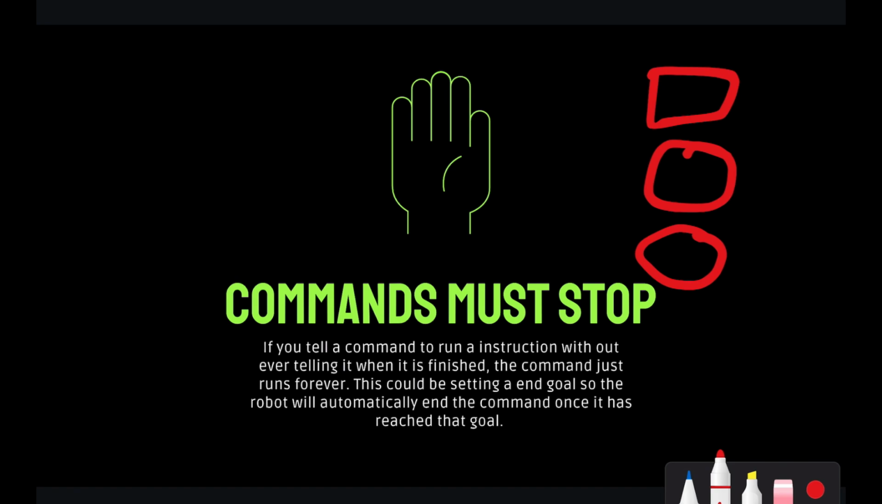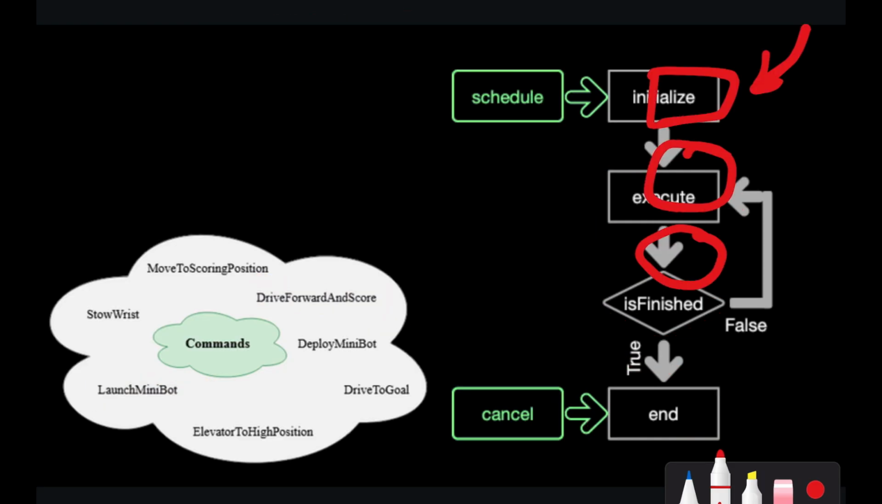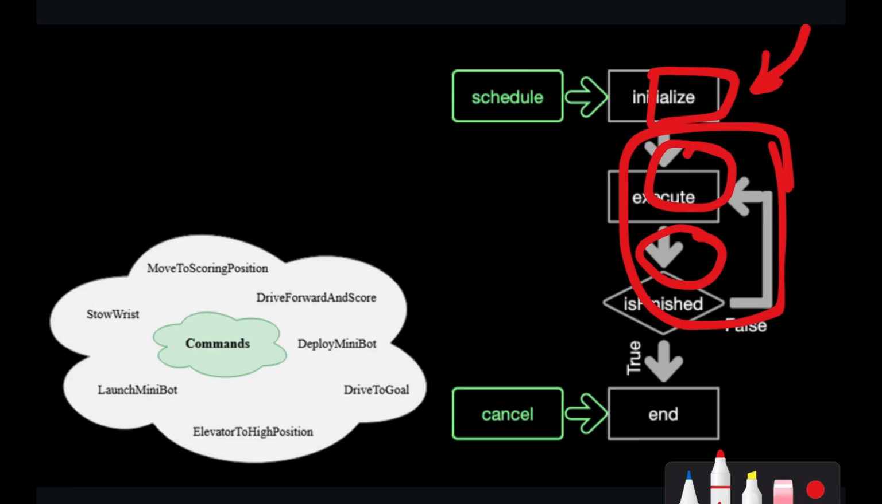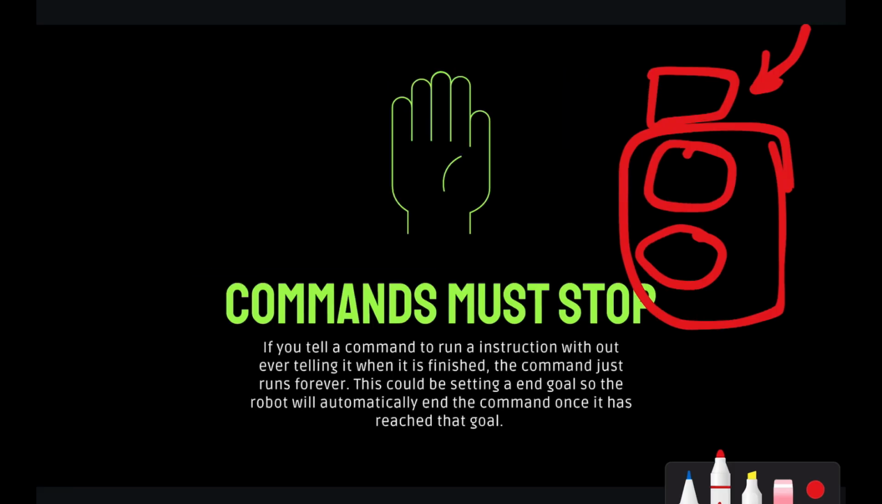Okay, we have this queue of commands that are just waiting in line, and if you have this command here, and he is never ever finishing his task, he's always continually doing that, he's never going to leave this line and let all these commands go after him. And that's why commands must stop. You have to tell a command when it's going to finish, or else it's just going to run forever. And you have to be really specific about it, right?